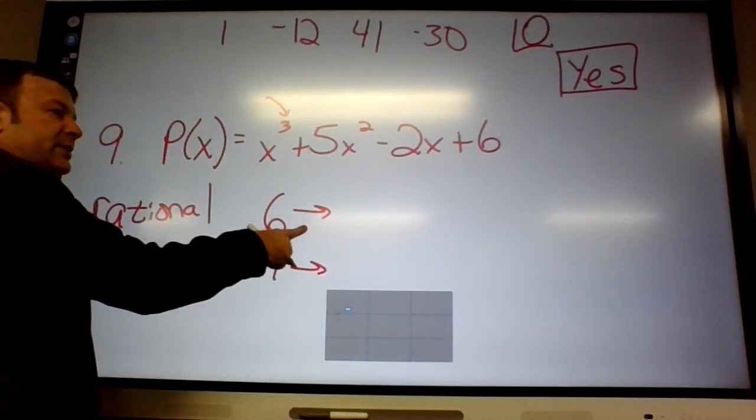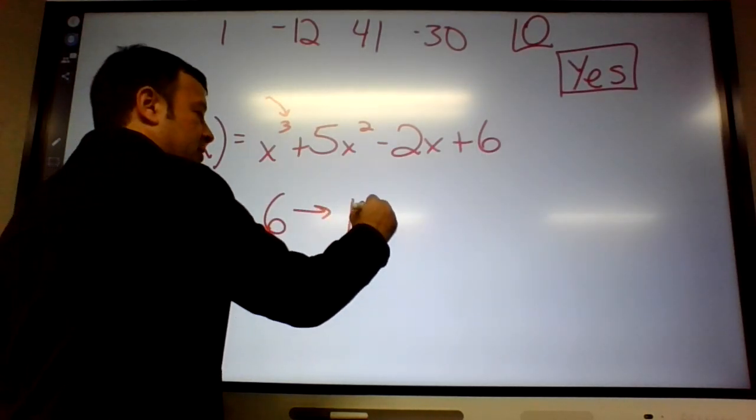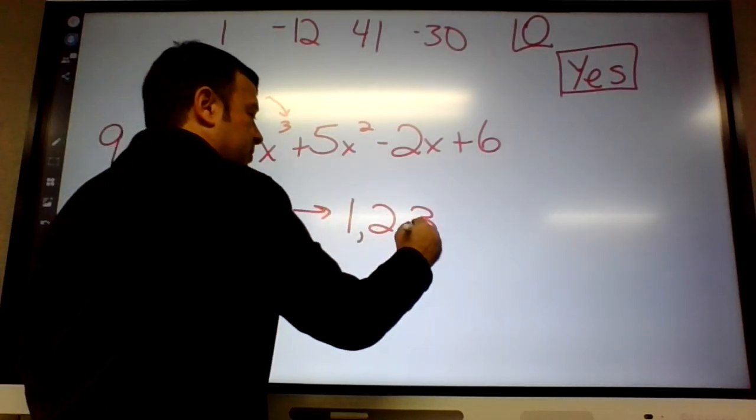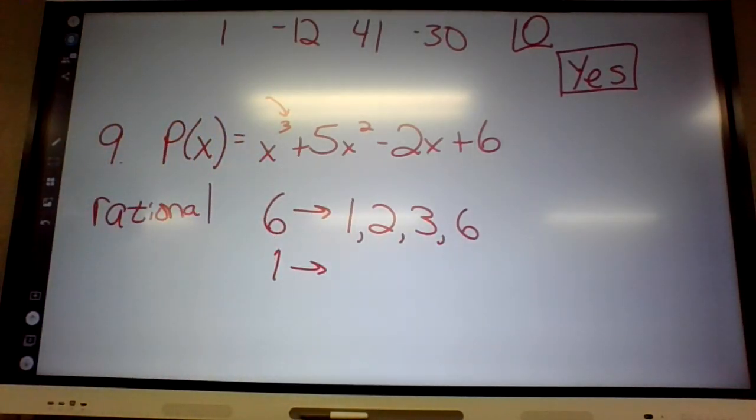What are the factors of 6? Like 6, 12, those things? No, those are multiples. 1 and 6, 2 and 3. What are factors of 1?